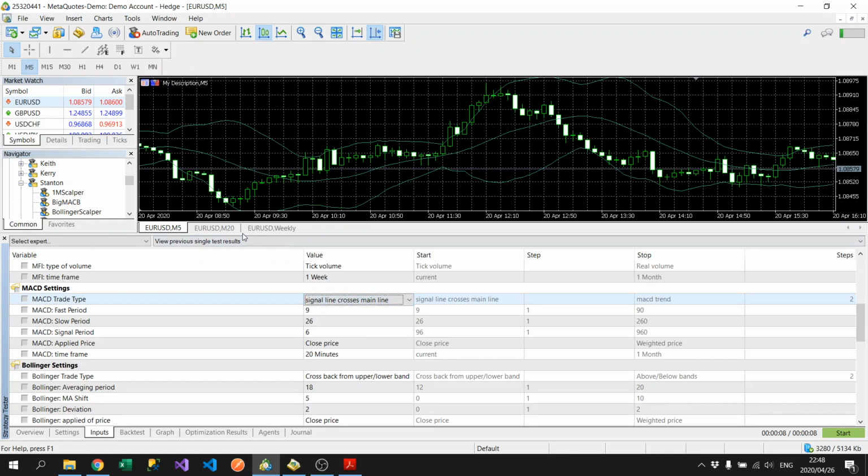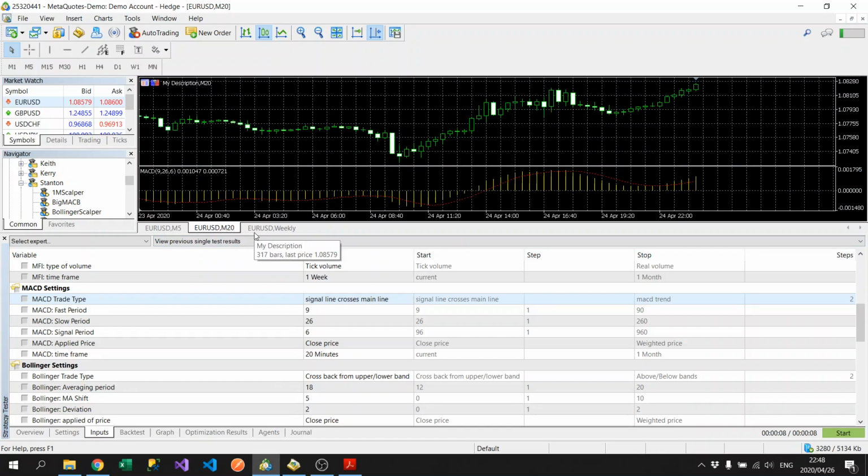The signal line crosses the main line. I've got the MACD on the 20-minute time frame on this algo. So if at the same point that the candle either crosses above or below the Bollinger Band, the main line, which is this one, crosses up through the signal line, that's deemed as positive, it's in a buy trend. For instance here, if you see the MACD, the main line crosses below the signal line, that signifies a sell trend.